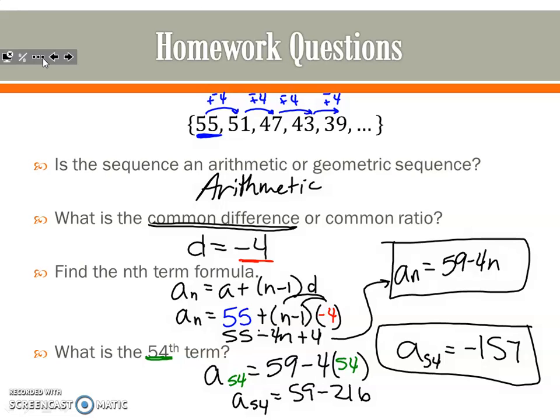Okay, so there are 3 examples of what you have on your homework. Homework's going to look like that. Determine if it's arithmetic or geometric. What's the common difference or common ratio? Find that nth term. Remember, you can simplify arithmetic. You will not simplify geometric. And then find your specific term.